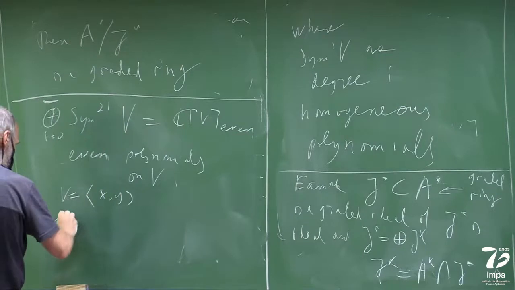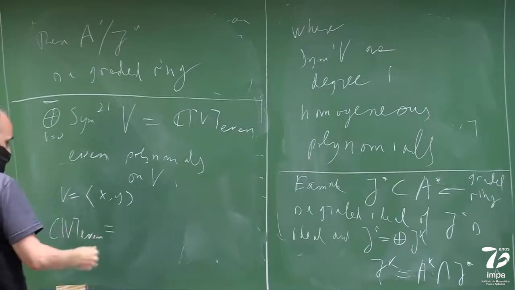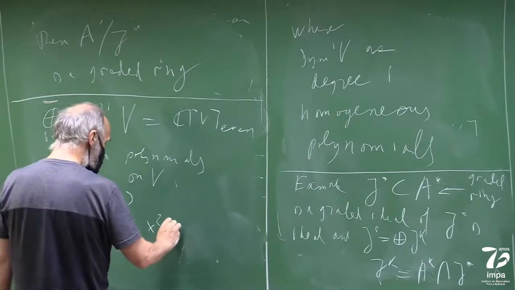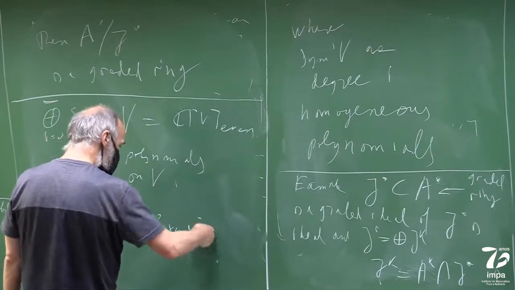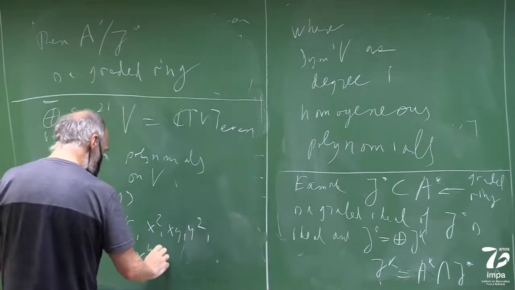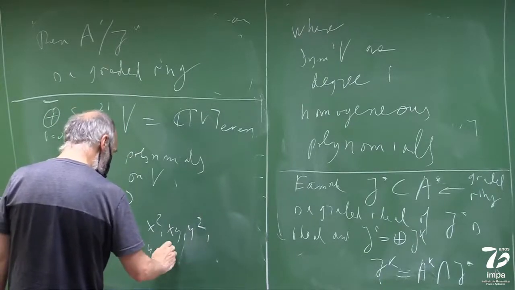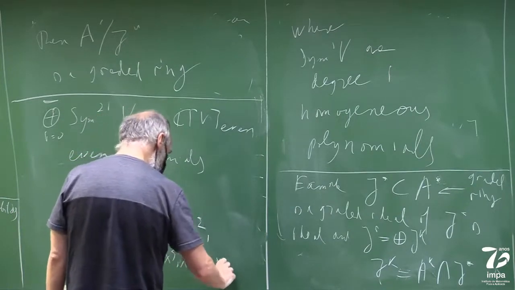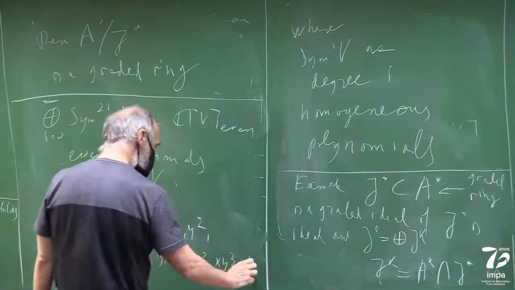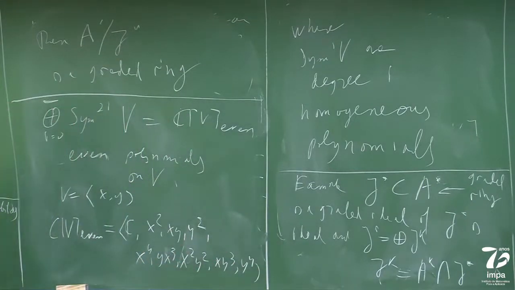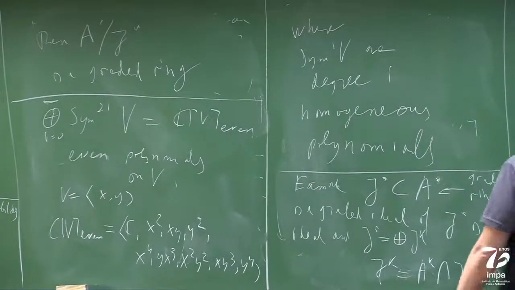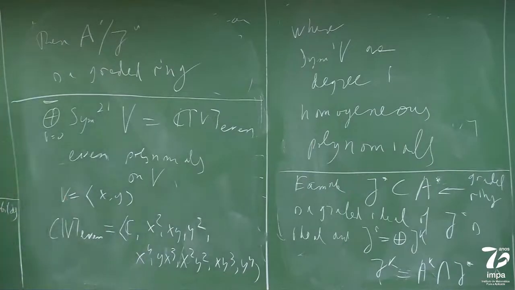So C[V] even is a ring generated by C. Then you have X squared, XY, Y squared. Then you have X^4, X^3 Y, X^2 Y^2, X Y^3, and Y^4, and so on. So all even degree polynomials are allowed. It's not even clear that it's finitely generated, but it would follow if you think of Noether's theorem, because this ring is precisely the invariants under a map.